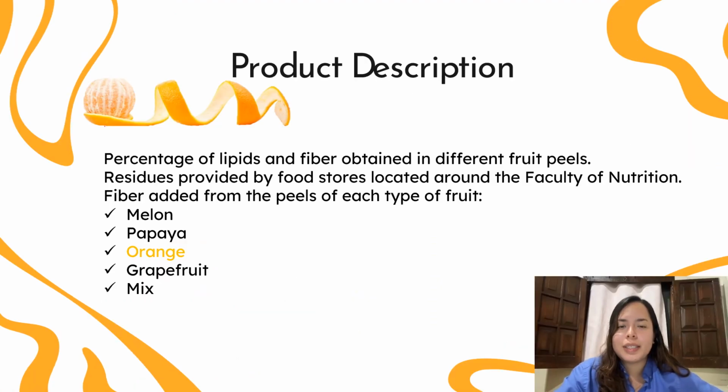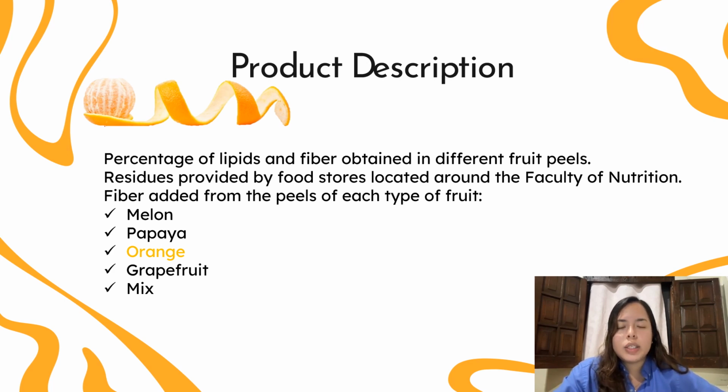In this study, the percentage of lipids and fiber obtained from different fruit peels such as orange, grapefruit, melon, and papaya was evaluated. The fruits used for the analysis were obtained from food stores located around the Faculty of Nutrition of Veracruz University. A cookie was made with fiber added from the peels of each type of fruit: cookies with fiber extracted from peels of melon, orange, grapefruit, papaya, and finally a cookie with a mix of the four fruits.